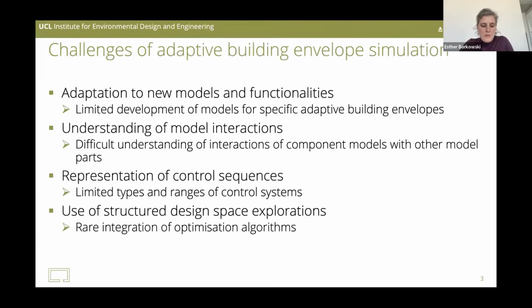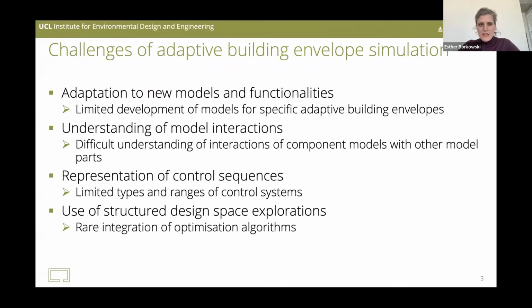The main problem in design practice and beyond is that current building performance simulation tools are limited in predicting the performance of control strategies for adaptive building envelopes. There are many reasons for that, and some of them are listed here. One of the main limitations is that it's challenging to adapt the tools to new models and functionalities, as the solvers can be poorly integrated with the existing solvers. This limits the possibility to develop models for specific adaptive building envelope technologies, especially emerging ones.